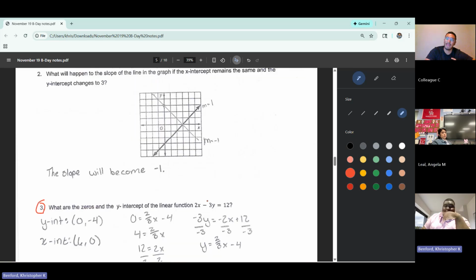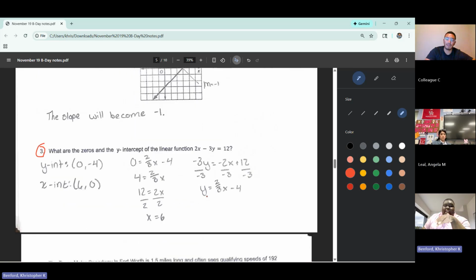The second part of the challenge for the lesson is going to be understanding what the zeros and the y-intercept are for the function, because this function is given to them in standard form. Their previous teacher, before I came and taught them, always told our students to take standard form and convert it into slope intercept form and then find the answers from there. But even if you convert this into slope intercept form, you're not going to find the x-intercept.